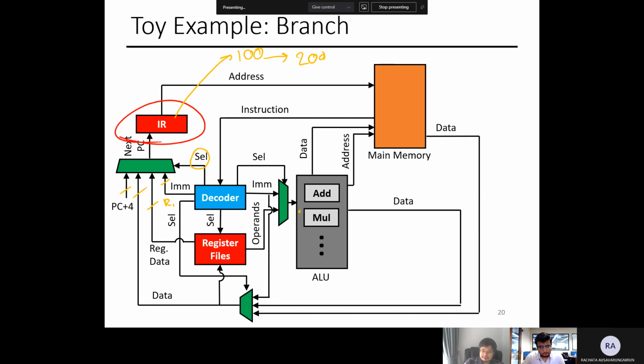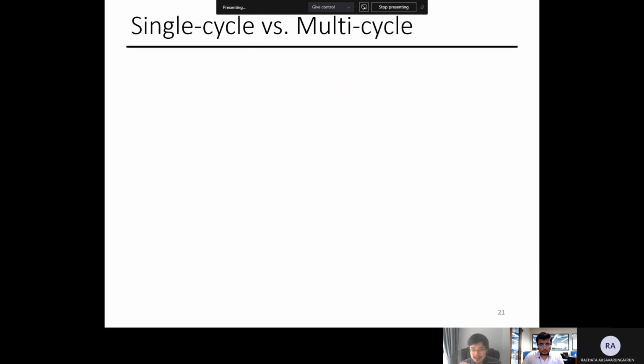Okay, so that's the overview of the different types of instruction and how they would behave at a super high level. Again, super high level, right? So today we'll continue on to single cycle versus multi-cycle processor.